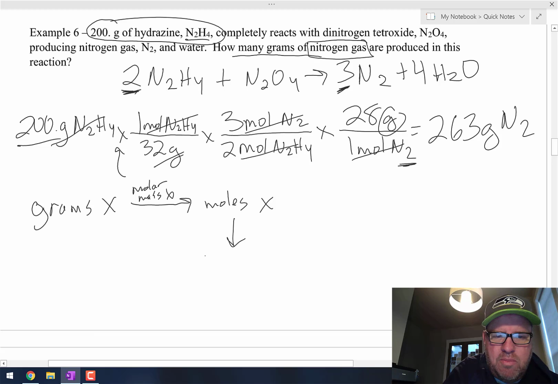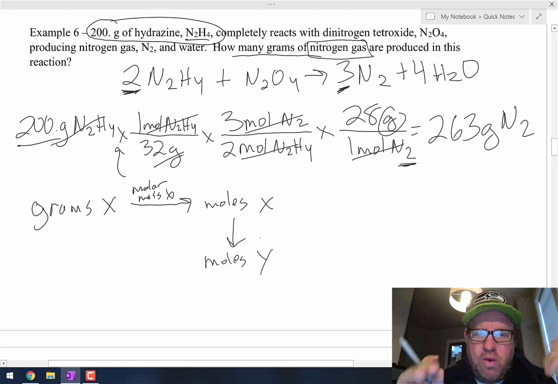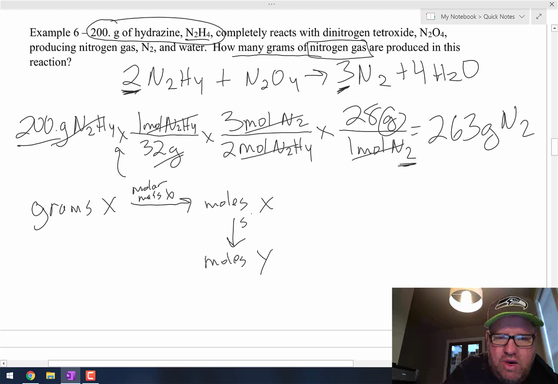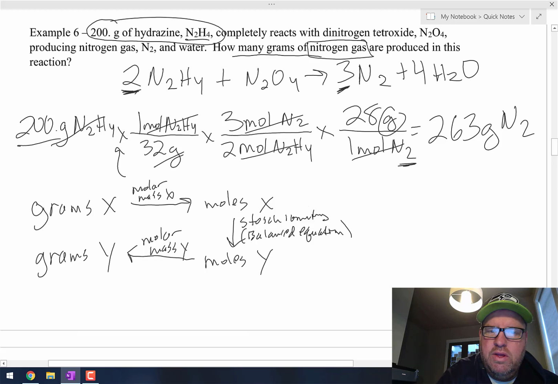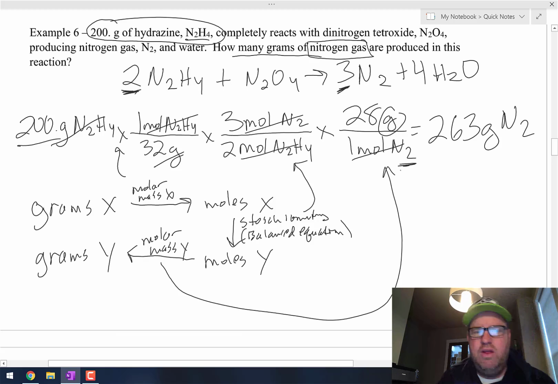And then you go from the moles of X to the moles of, let's say, Y, some other unknown compound. And how do you do that? You do stoichiometry. Okay, and how do you do stoichiometry? You use the balanced equation. Okay, and then you can go from the moles of Y back to the grams of Y using the molar mass of Y. So this is what we did right here. Using the molar mass of Y, that's what we did right there.